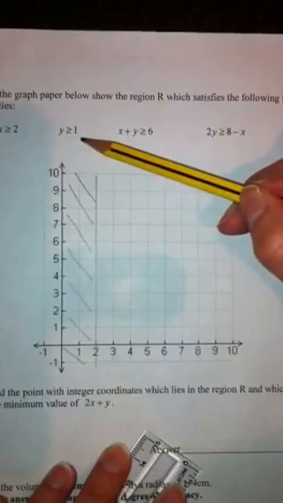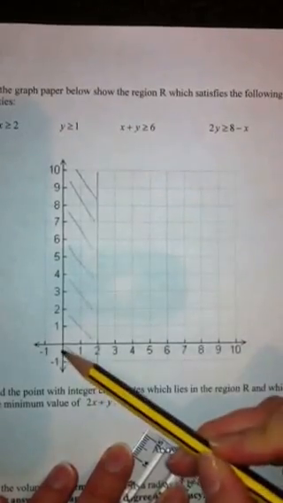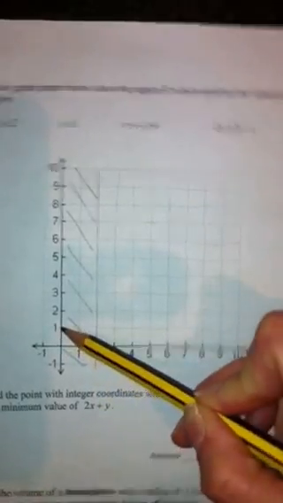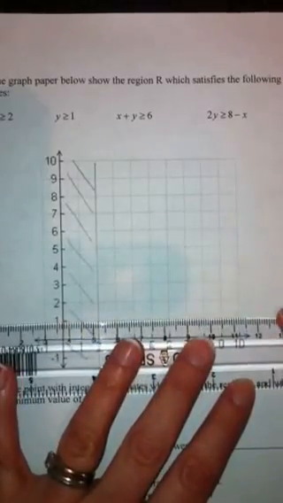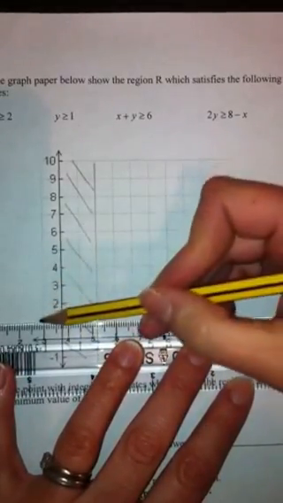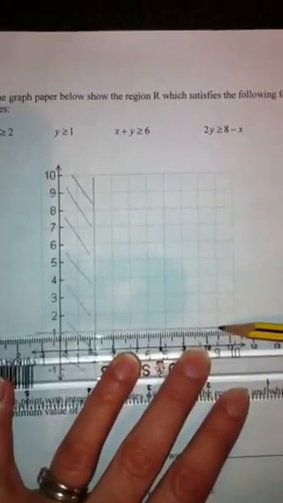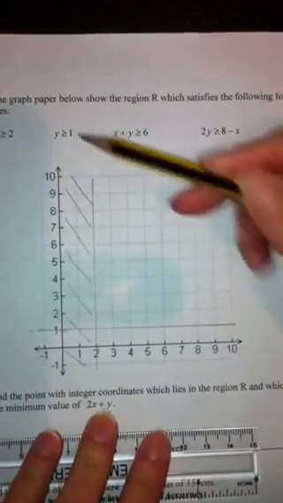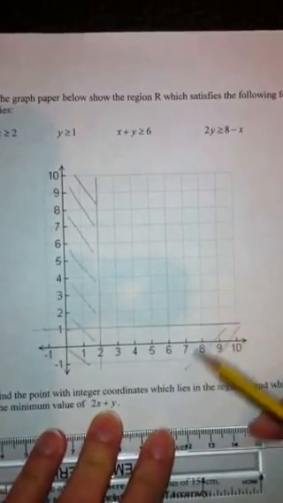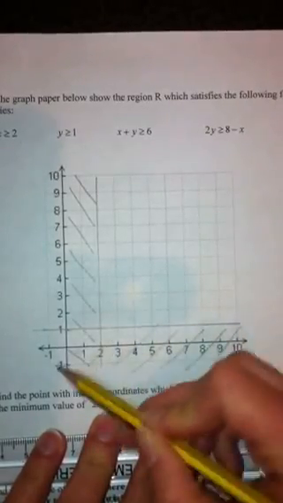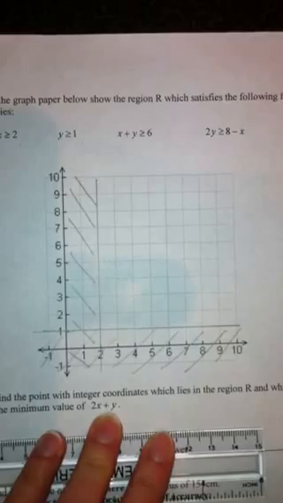Now for y is greater than or equal to 1. So we go up the y-axis until we get to 1, and then we draw a horizontal line across through 1 on the y-axis, where every point on that line will have a y-coordinate of 1. It's y is greater than or equal to 1 that we're interested in, so we don't want anywhere where y is less than 1 on the graph, so we shade that out.